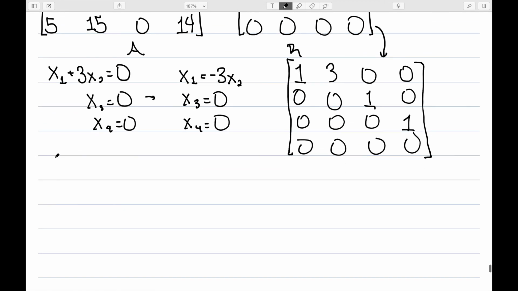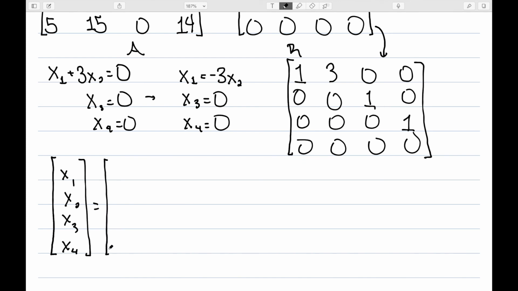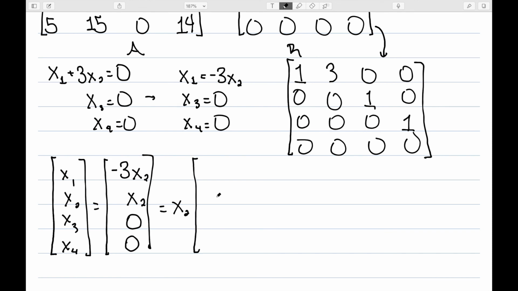Now that I have that, my actual vector looks like x1, x2, x3, x4, since there are 4 variables here. And then I'm going to write in what I just learned from these equations. x1 is -3x2. x2 is a free variable, so I'm just going to write x2. And then x3 and x4 are both zeros. We can factor out the x2, and we get -3, 1, 0, 0. So this vector right here is the basis for the null space.